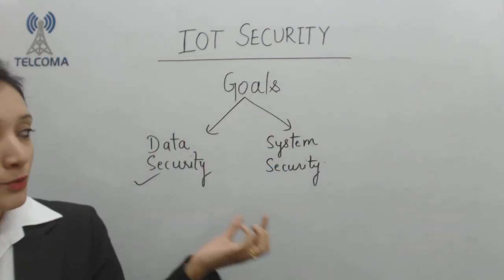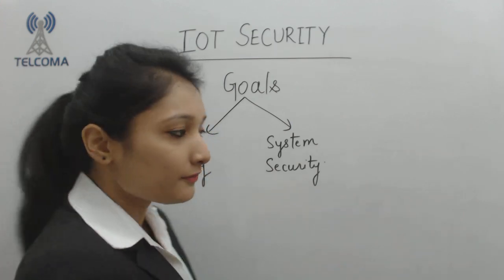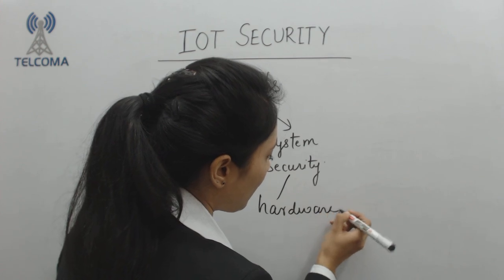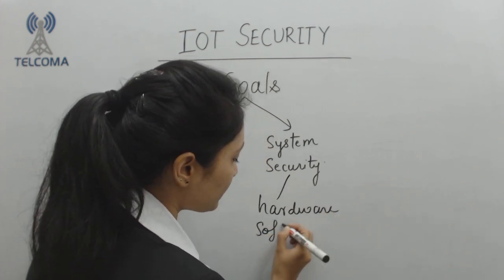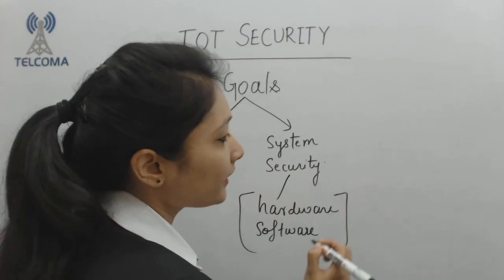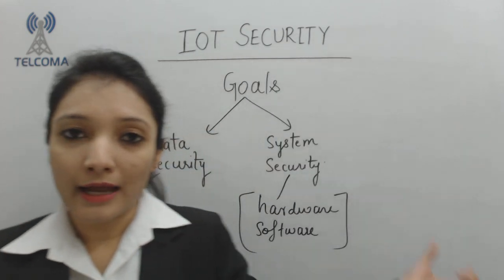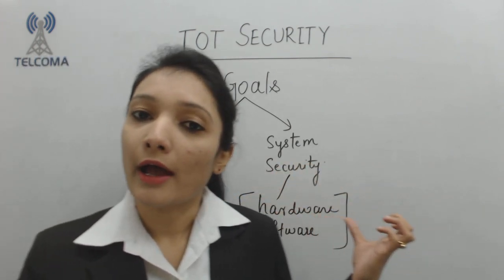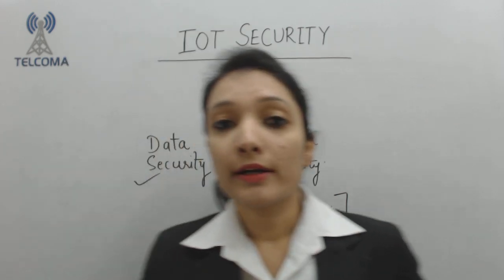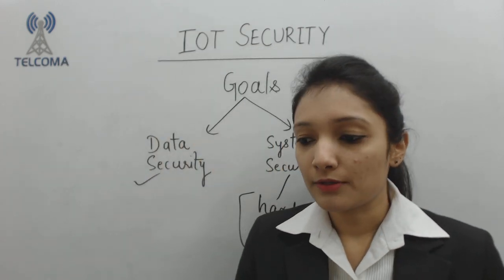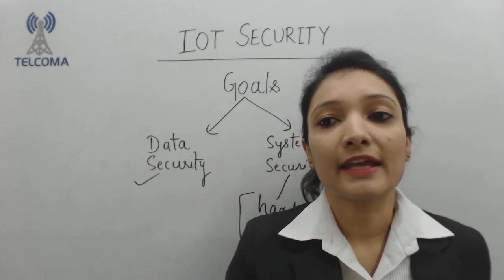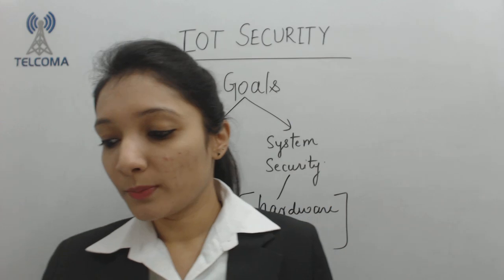So that means you have to provide here a secure framework for the hardware as well as the software part also, so that it's easy to build a secure IoT system here. So the security here for IoT must be addressed from the device to the end part. That means to the complete life cycle of the system, the security should be implemented.